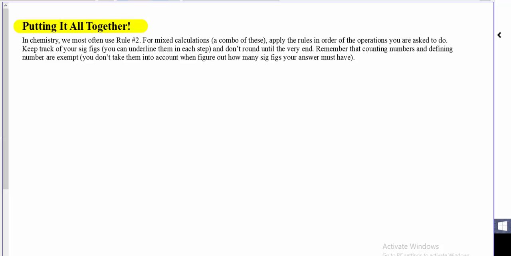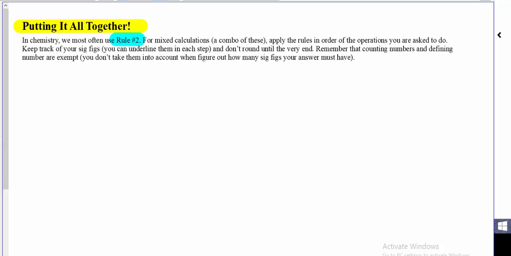First off, Sig Fig rule number 2, for multiplication and division, is the rule that we use most often in chemistry. You'll notice as you go through this course and you're doing calculations that most of the time we're multiplying and dividing. Sometimes we have to add and subtract, but a large majority of the time we're multiplying and dividing, and you'll find that you get to know this rule number 2 very, very well.